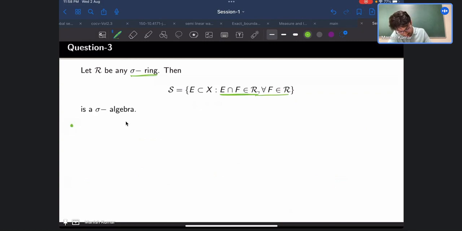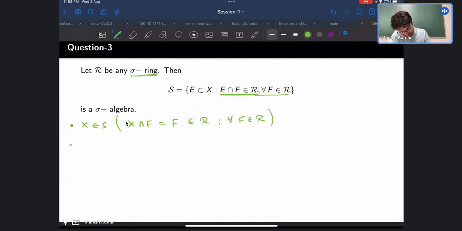So the first thing is that you have to prove X belongs to S. Now why does X belong to S? Because X intersection with F is F, and this belongs to R for all F in R, right? So that is why X should belong to S, because its intersection with each element of R is in R.